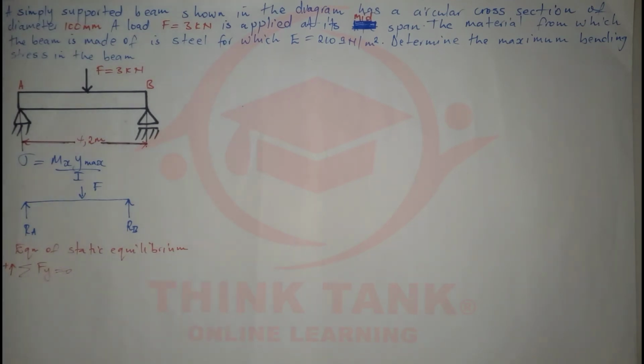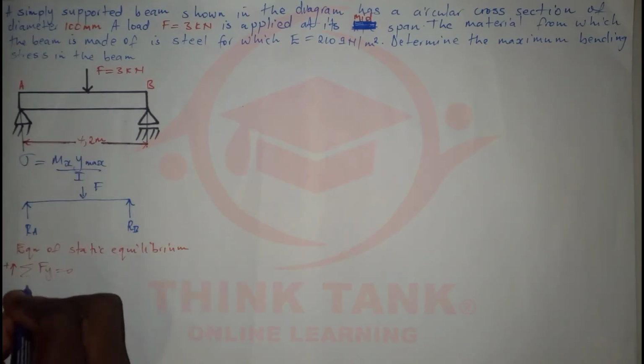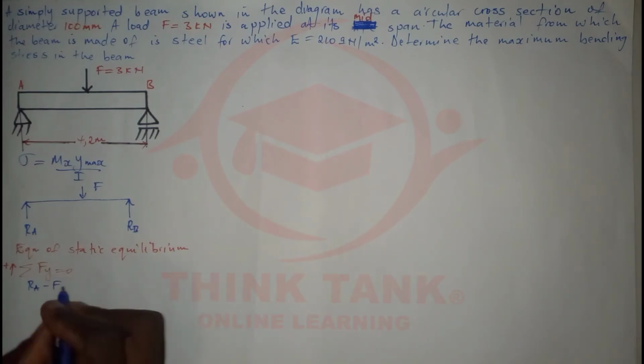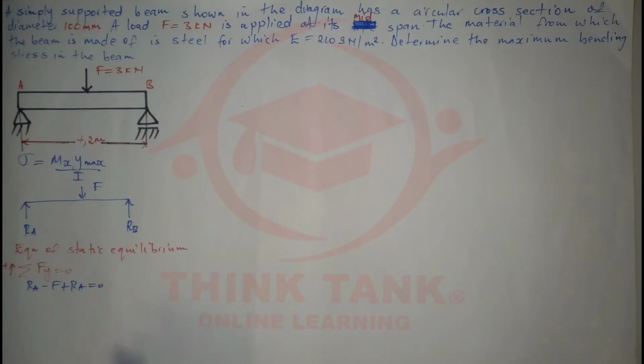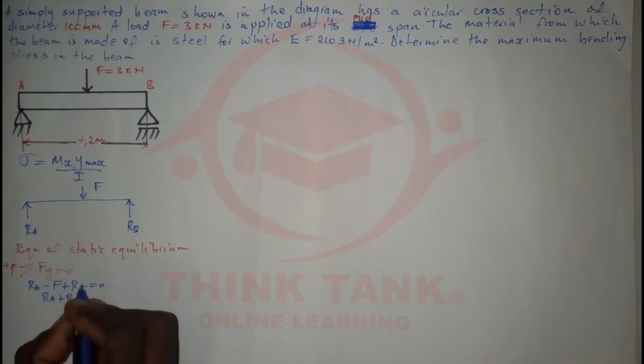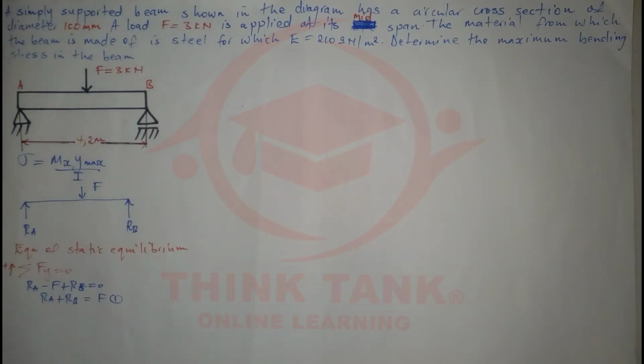What forces do I have? I'm going to have RA here, which is going to be positive because it's acting upward. So I'm going to say RA, and F is opposing, so it's going to be negative F. And I'm going to have plus RB, and this should give me 0. That means I can say RA plus RB, so this is RB, and that should give me F. That is going to be equal to 0.